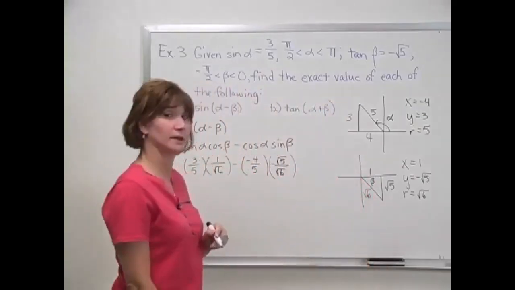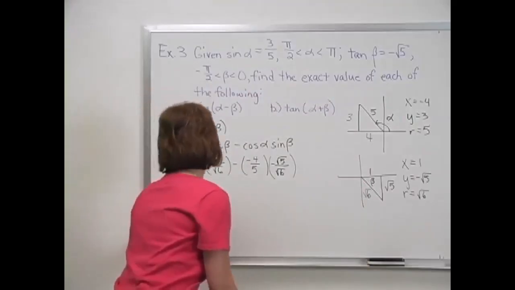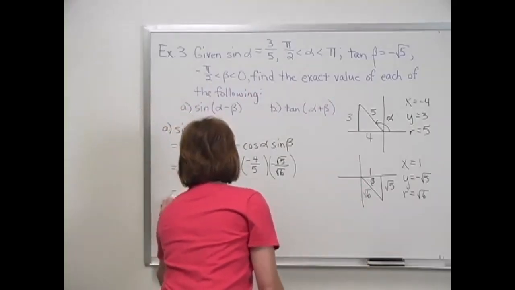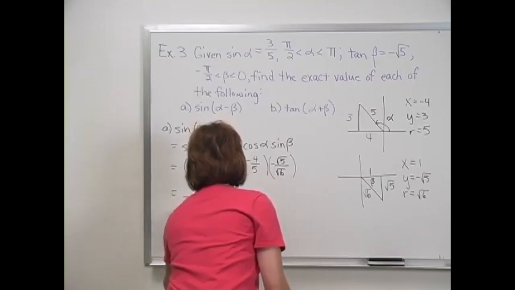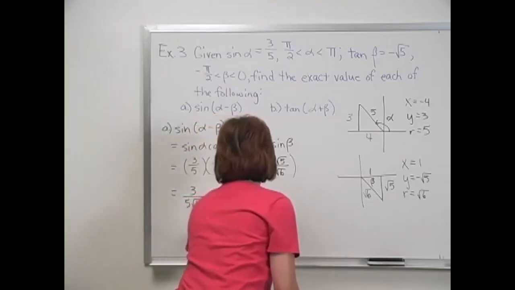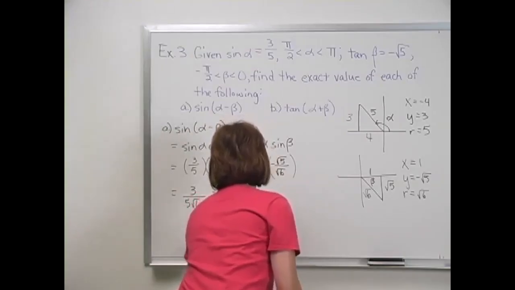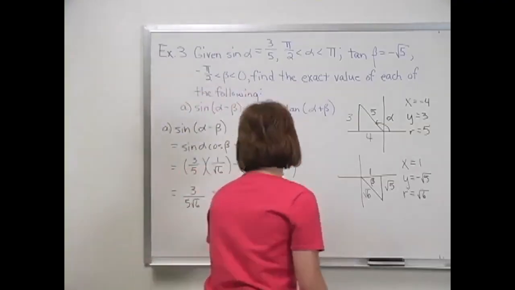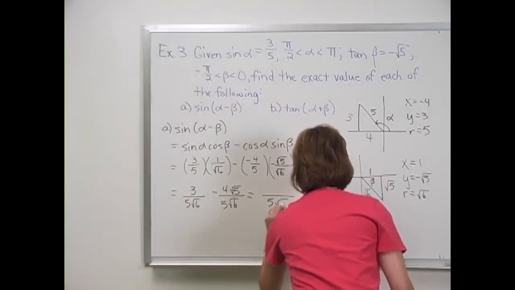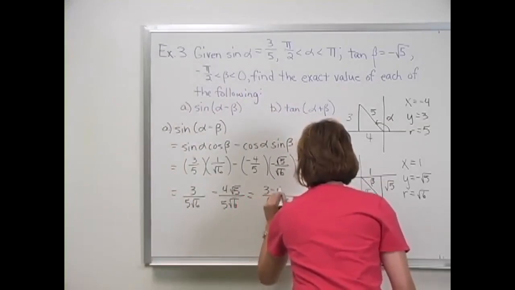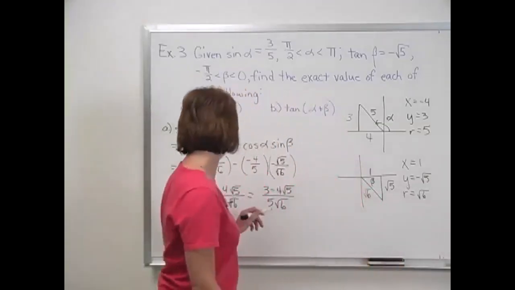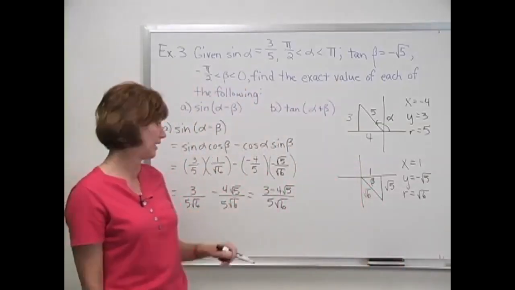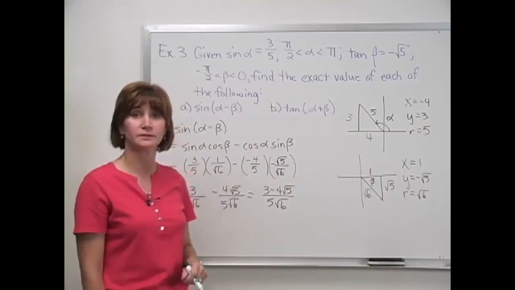Now that we've got our values, we can simply combine. What do we get? We get 3 over 5 square roots of 6 minus 4 square roots of 5 over 5 square roots of 6. And since we have a common denominator, we can combine the numerators. So our final answer is 3 minus 4 square roots of 5 over 5 square roots of 6.